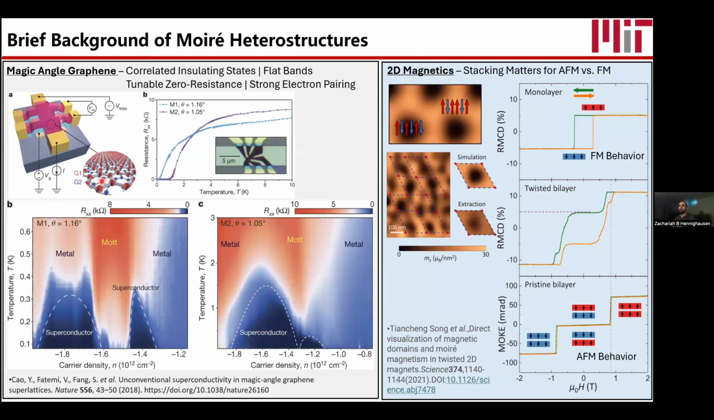So now going on, I'm going to give a quick background of some of my favorite works that show really the impact of this field. So the first one, this is a classic, right? This is a classic, magic angle graphene. Back in 2018, it burst on the scene and everyone was excited. It blew the world away.